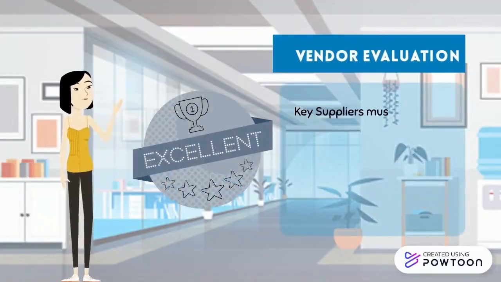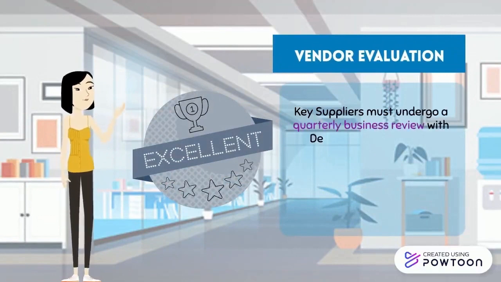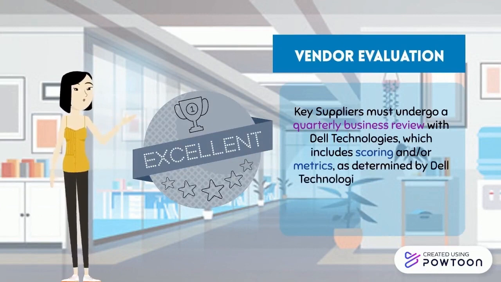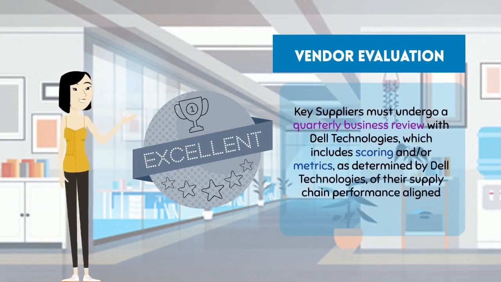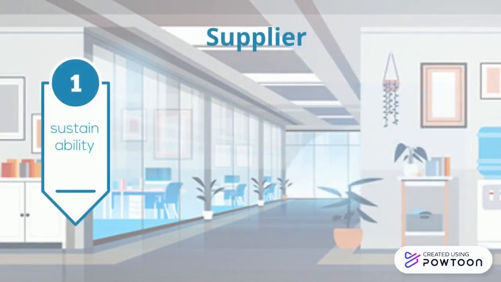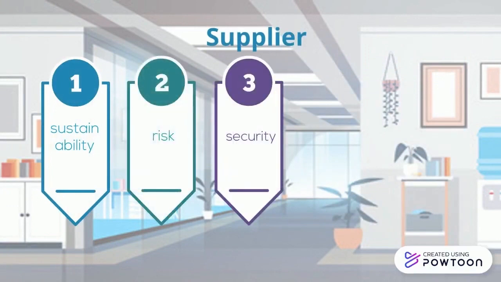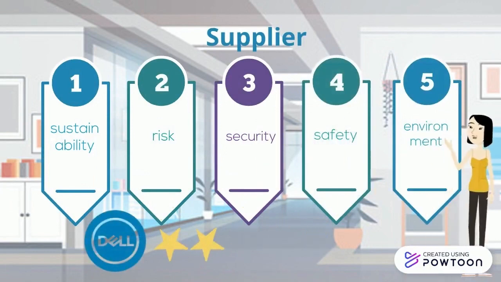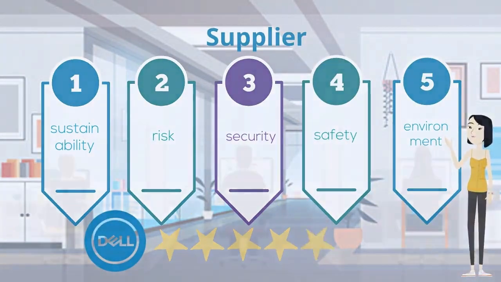Key suppliers must undergo a quarterly business review with Dell Technologies, which includes scoring and all metrics, as determined by Dell Technologies, of their supply chain performance aligned with the principles, particularly regarding sustainability, risk, security, safety, and the environment. Dell Technologies suppliers are evaluated quarterly, and they should expect their scores to influence Dell Technologies' purchasing decisions.